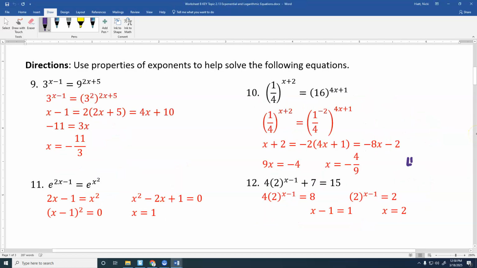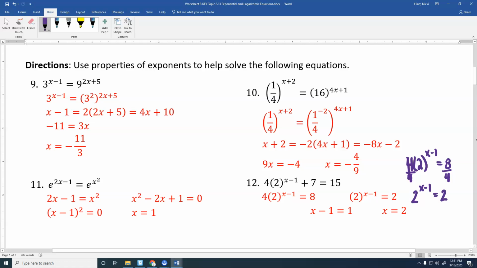I'm going to pick up from right here. You got 4 times 2 to the x minus 1 equals 8. First step is to subtract that 7. You have to divide that 4. You can't use a log or anything on it yet because the 4 is not the base. It's just a number multiplied out here. So you got 2 to the x minus 1 equals 2.